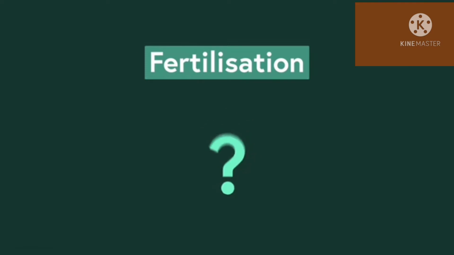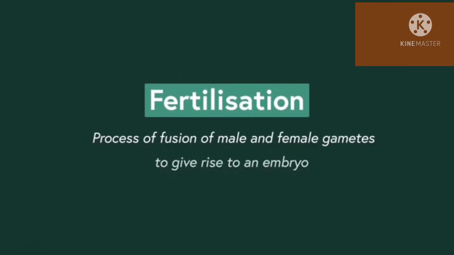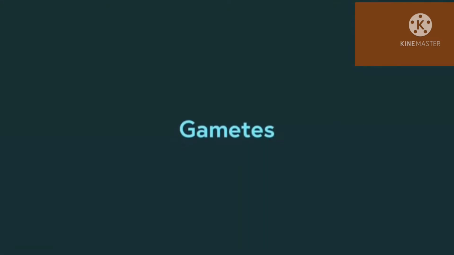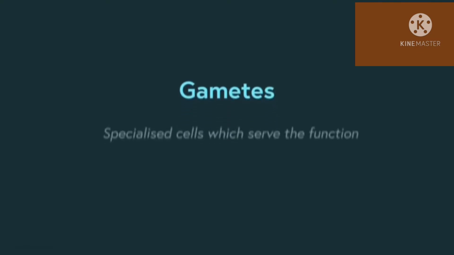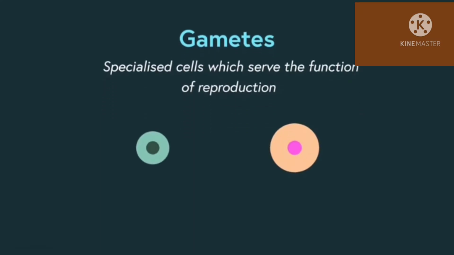So what is fertilization? The process of fusion of male and female gametes to give rise to an embryo is fertilization. The process of fusion of male and female gametes gives rise to what? The embryo. So what are gametes? Gametes are specialized cells which serve the function of reproduction.